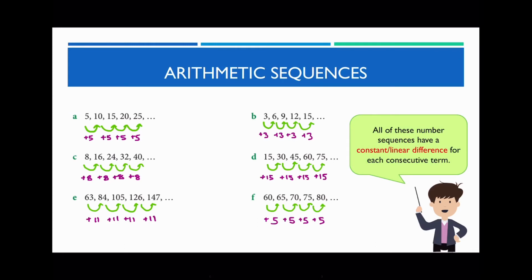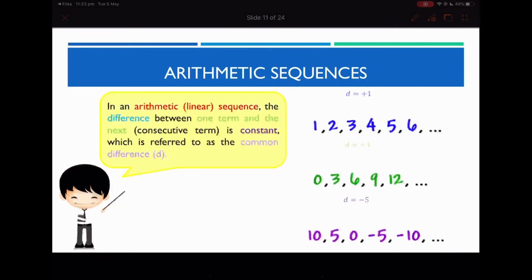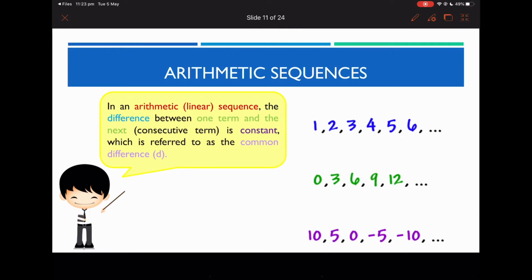So all of these numbers in an arithmetic sequence have a constant, or we might refer to it as linear, difference for each consecutive term, meaning the numbers next to each other. Now, an arithmetic sequence, also known as a linear sequence, is where the difference between one term and the next consecutive term is constant, meaning that it goes up or down by the same amount, and this amount is what we refer to as a common difference, and we label it by the letter D.